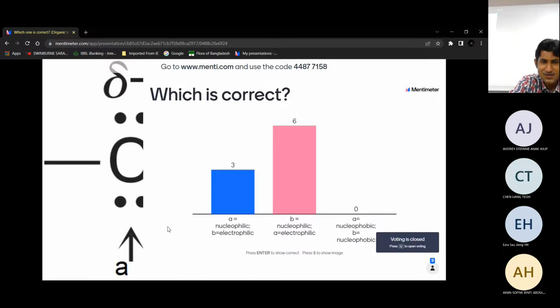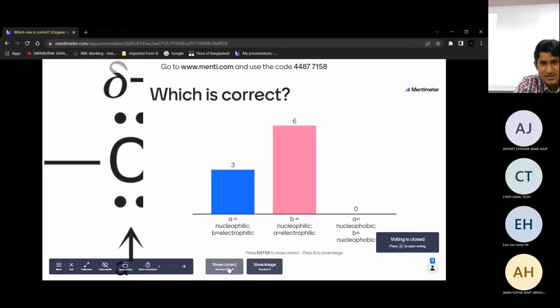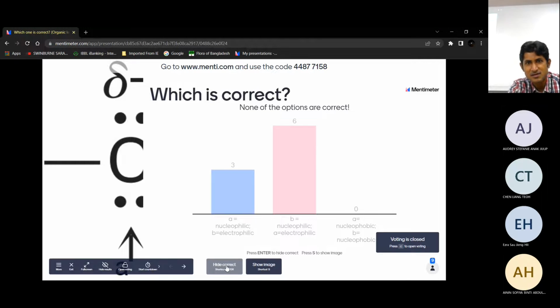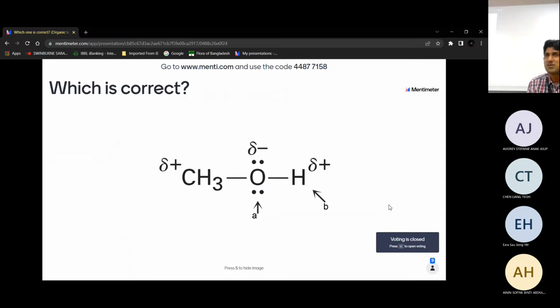It's good that nobody goes to the electrophobic, nucleophobic thing. So, B nucleophilic, A electrophilic. Three say that A is nucleophilic, B is electrophilic. And there is no correct answer marked for this, because I didn't put it. Now look at it. How do we find what is more logical here?